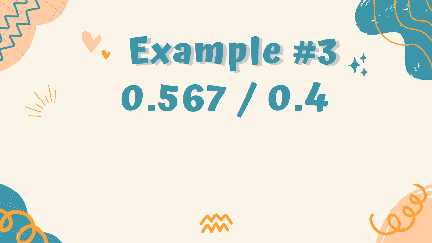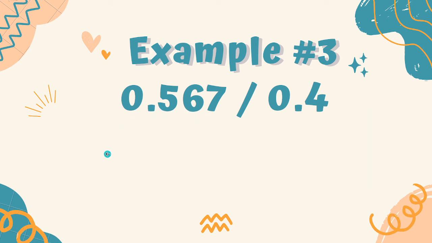Okay, so example 3. 0.567 divided by 0.4. So you need to shift the 0.567 3 times to make it a whole number. So 1, 2, 3. Okay, so for the 0.4, you need to shift it 1 time. So in total, we shift it 4 times again.